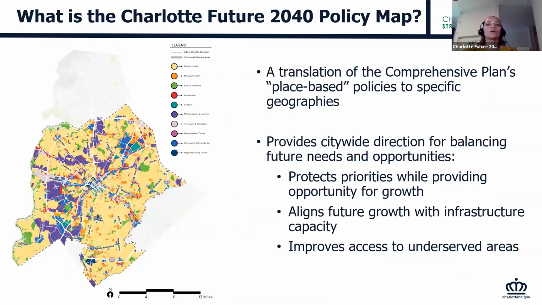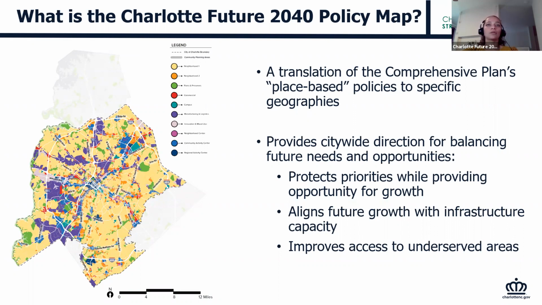So now we're moving on to what exactly is the Charlotte Future 2040 Policy Map, and that's what we're going to concentrate the remainder of the presentation on. The 2040 Policy Map is a companion to the 2040 Comprehensive Plan, and it provides guidance on where and how development should occur in the future. It also provides direction for how Charlotte should balance both the needs and opportunities that come with future growth.